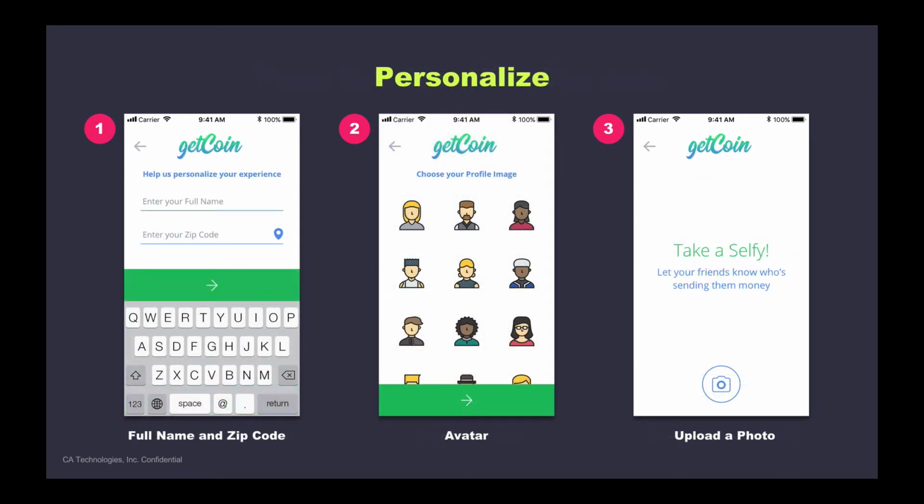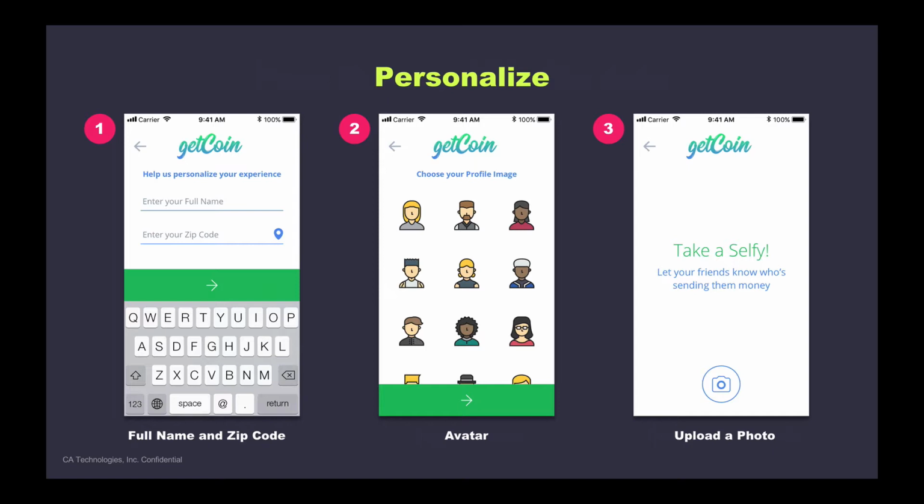Next is personalizing it. So the idea here is to help make this app feel more like yours. And so there's a few ways that we can do this. One is to simply enter your name and zip code. Maybe it's a nickname that you prefer. The second option is an avatar. And the third is to take a selfie.